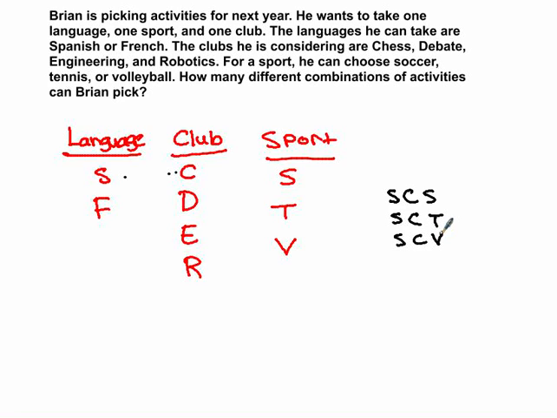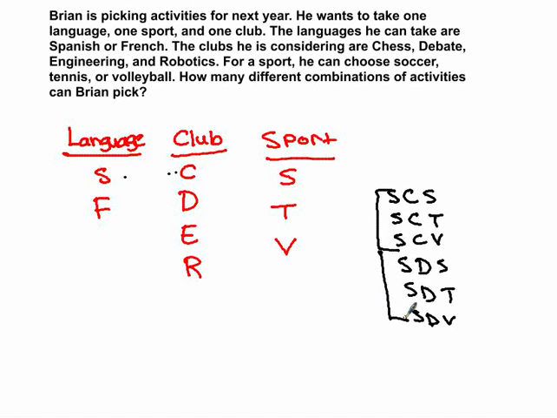Right now, you can already see one pattern. If I keep the language and the club the same, then I have three choices, and those are my sports. Or let me keep Spanish the same, but now I'm going to choose a different club. Let's say I do debate. Now look, I have the same options. Spanish debate soccer, Spanish debate tennis, Spanish debate volleyball. So you could see if I kept the language the same and the club the same, there were three.